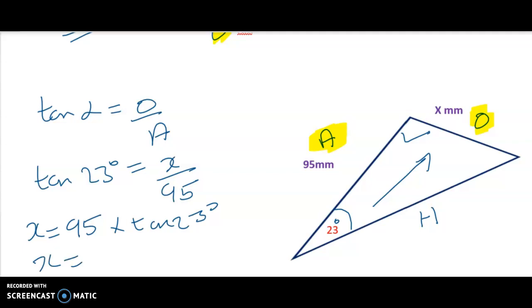Putting that into a calculator, 95 times tan of 23 degrees is equal to 40.3, and it's millimetres for this one.